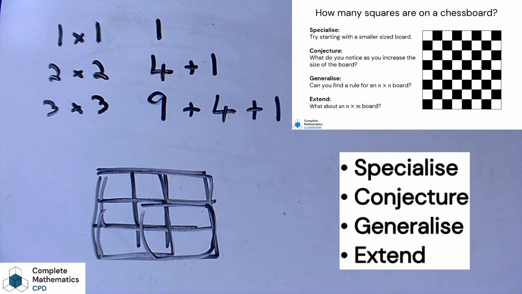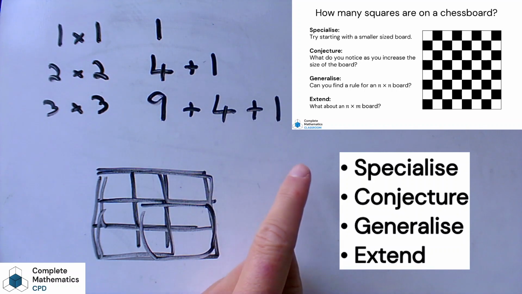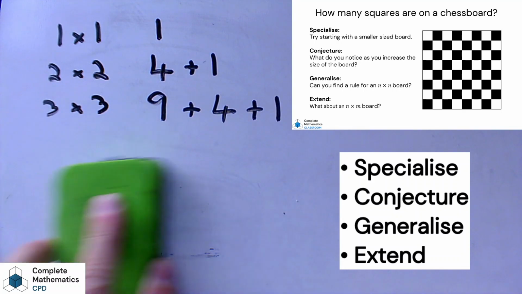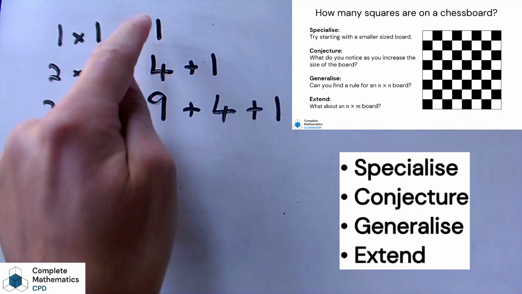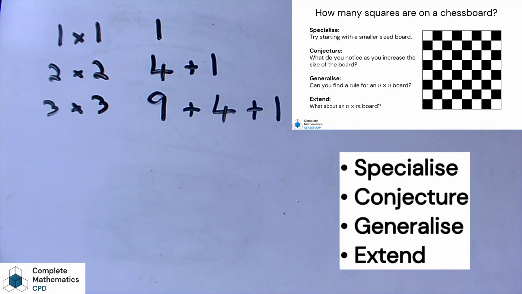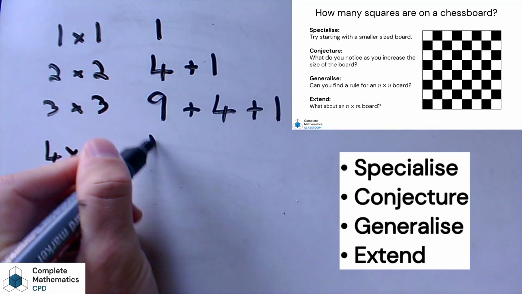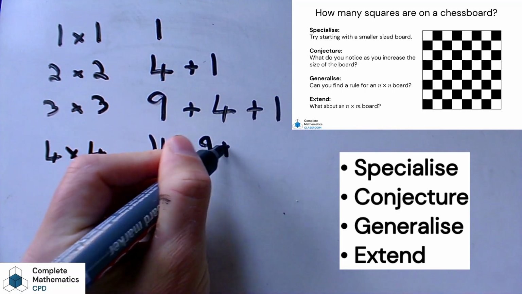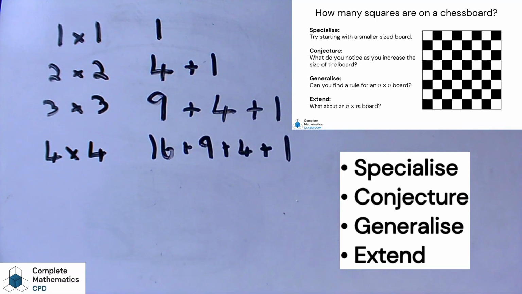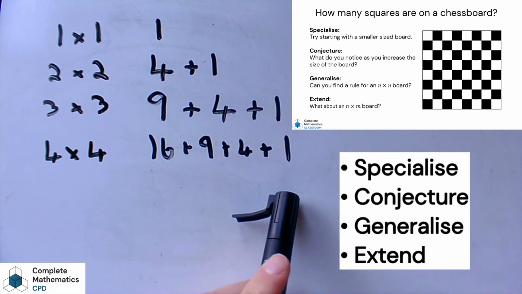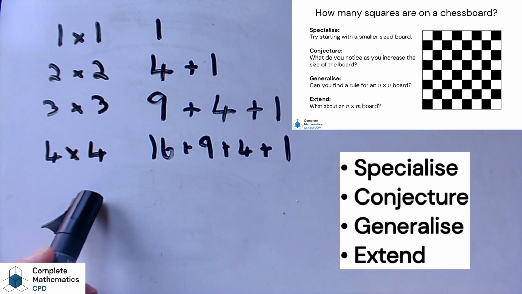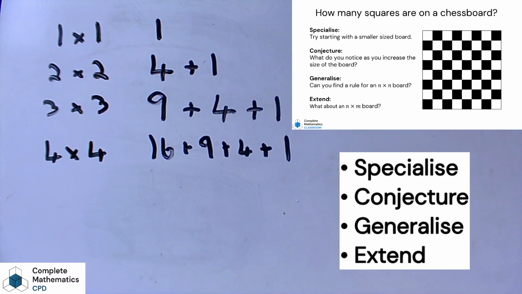And at this point, I think we've specialised enough that we're ready to make a conjecture. And most pupils at this point will notice something about these numbers. If they've got any awareness of square numbers, hopefully they'll notice what's going on. And they'll make a conjecture that the 4x4 board will have 16 plus 9 plus 4 plus 1. So they'll predict that, then they can draw out the 4x4 board and they can say yes, that it's true.